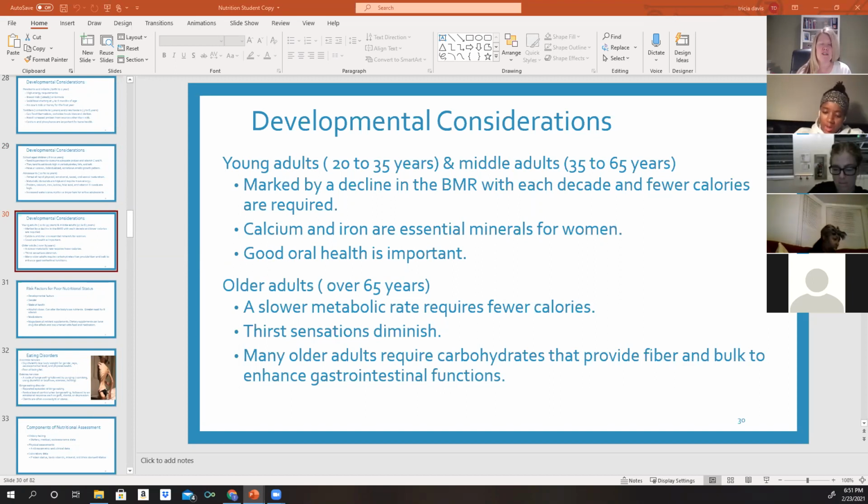Calcium and iron are essential minerals for women. As women get older and they start to lose estrogen, that affects their bone health. And it's hard for women sometimes to get calcium and vitamin D through their diet. So we tell them to take calcium and iron. We want to have good oral health. This is extremely important because the plaque that you see on your teeth is the same plaque that can develop in your heart. So we want to make sure we're encouraging our patients in the hospital to brush their teeth and explain to them how important it is.